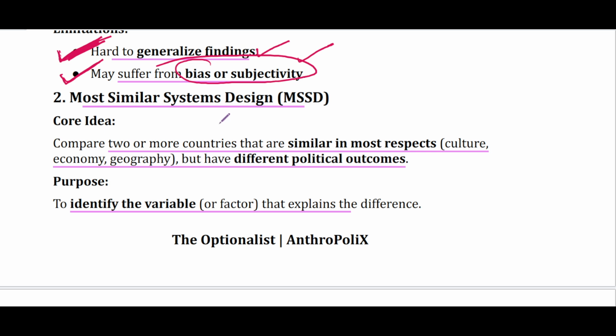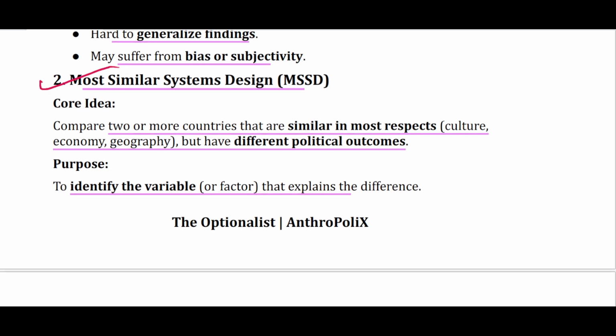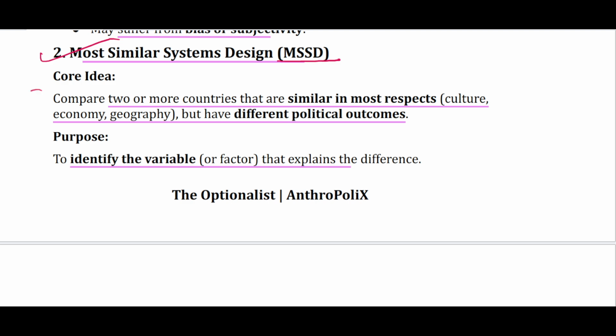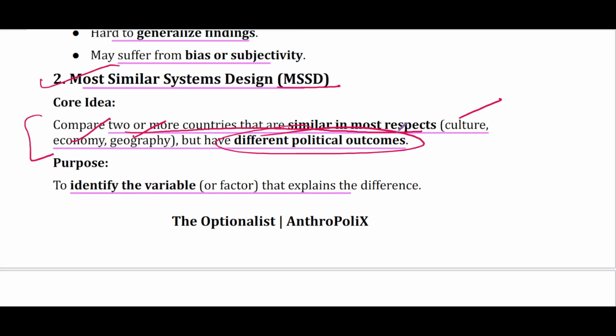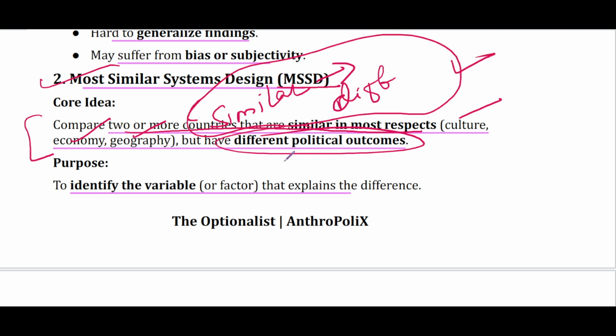Then the second method, Most Similar System Design, or MSSD. In this method, it compares two or more similar countries. Those countries are similar in most respects, like culture, economy, geography, all are similar, but have different political outcomes. So again, in simple terms, countries are similar but have different outcomes. All such countries, all such institutions are studied.